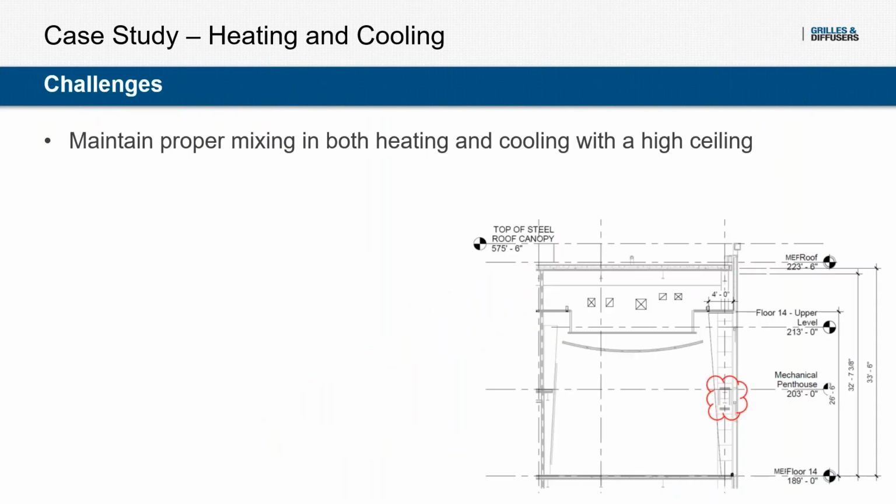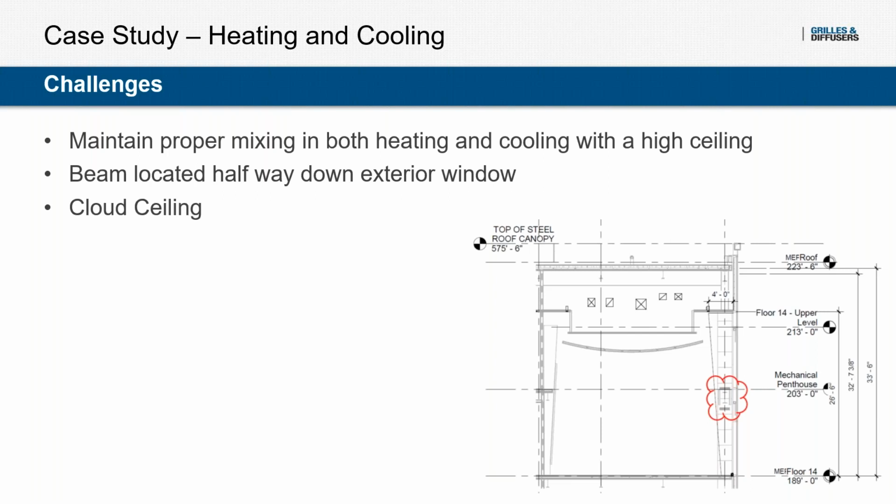The main challenge with this space was really to get proper mixing in both heating and cooling with these tall ceilings. We also couldn't necessarily place a diffuser right along the windows to condition the windows because there was a beam located halfway down the exterior wall. And then the air would hit this beam, detach from the windows and drop into the occupied zone, creating drafts.